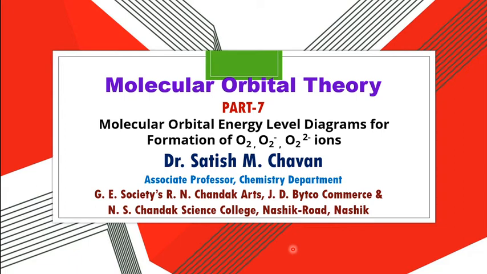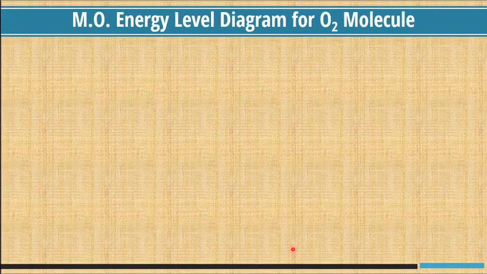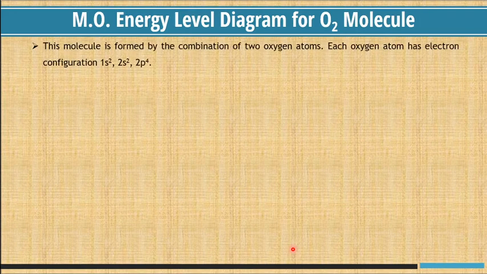In this video, we will learn the molecular orbital energy level diagram for the formation of the O2 molecule, O2 minus ion and O2 2 minus ion. Let us begin our story from the molecular orbital energy level diagram for the O2 molecule.